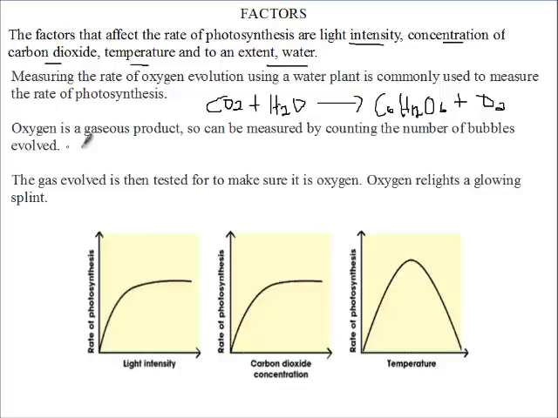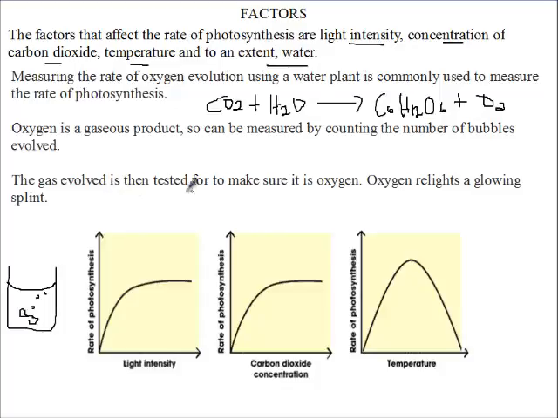So over here we see that oxygen is a gaseous product, so it can be measured by counting the number of bubbles evolved. Now in this process, you're going to see that we're going to use a submerged water plant, a submerged aquatic plant. So as the oxygen is evolved, it is going to be evolved as bubbles. So we're going to be able to count the bubbles.